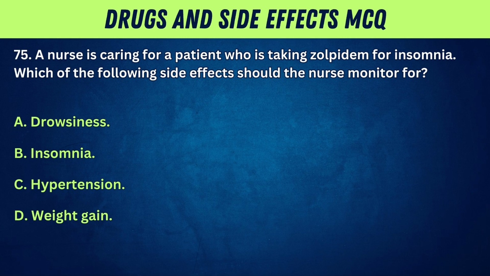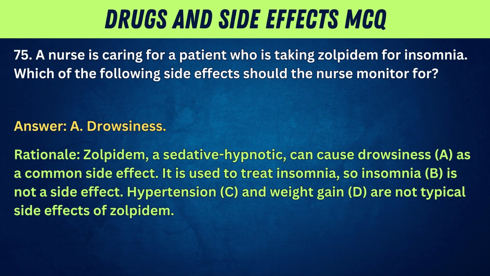75. A nurse is caring for a patient who is taking zolpidem for insomnia. Which of the following side effects should the nurse monitor for? A. Drowsiness. B. Insomnia. C. Hypertension. D. Weight gain. Answer: A. Drowsiness. Rationale: zolpidem, a sedative hypnotic, can cause drowsiness, A, as a common side effect.